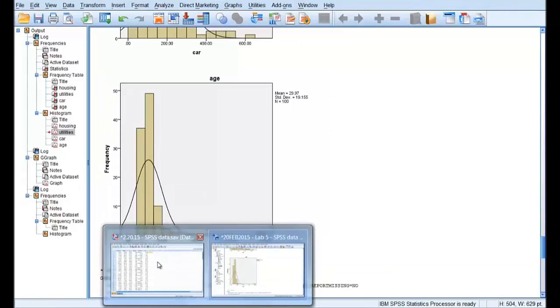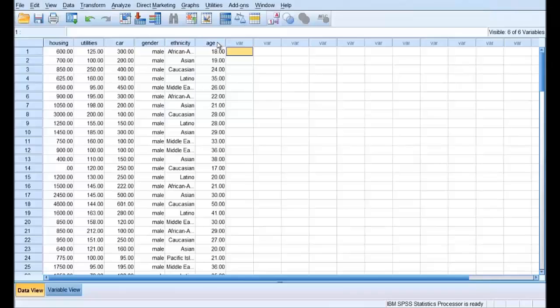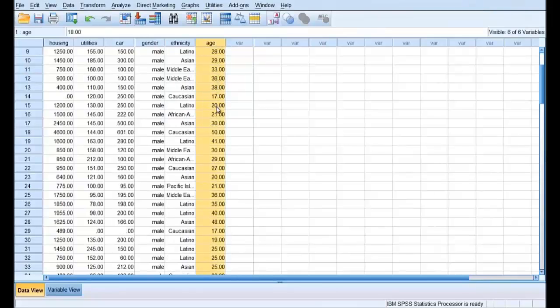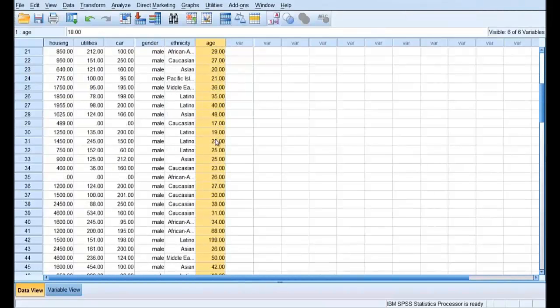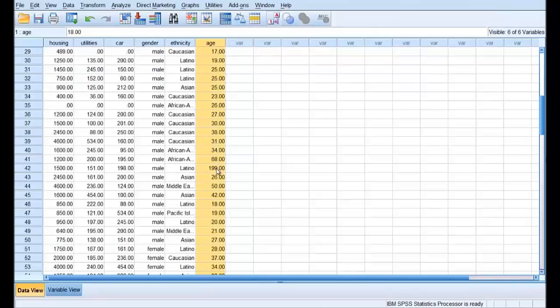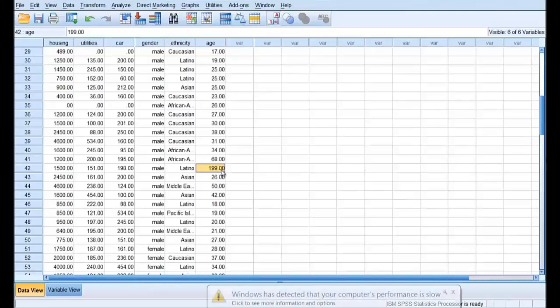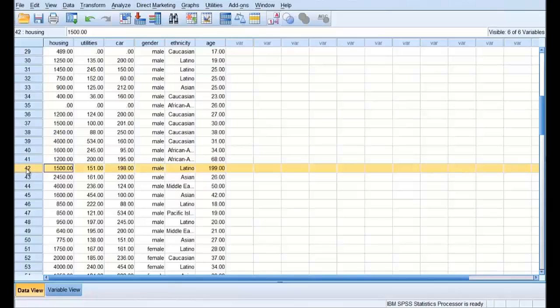So go back to your data set and we'll search through the ages. I'm going to see who's 200 years old. So scroll down, oh my god, it was this person. 200 years old? That's crazy. So what we want to do is get rid of that, because we don't really want that person in our data. If they're 200 years old, that means they're just some sort of ancient mummy or something. I don't know, but just get rid of it.